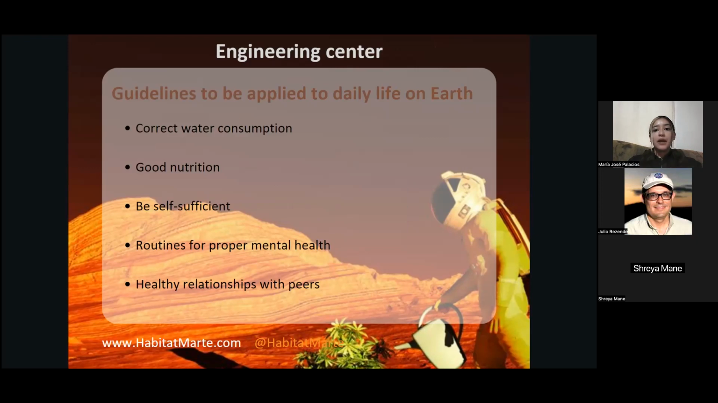Guidelines to be applied to daily life on Earth. First, we have correct water consumption, good nutrition, being self-sufficient, routines for proper mental health, and healthy relationships with peers. Something very important is to have a good relationship with our mates.